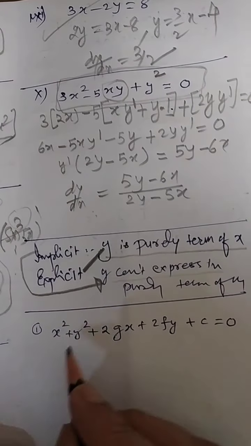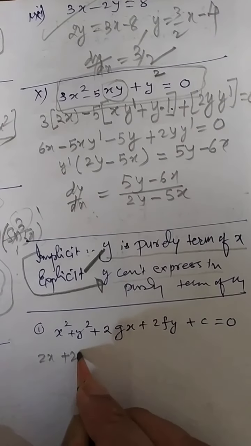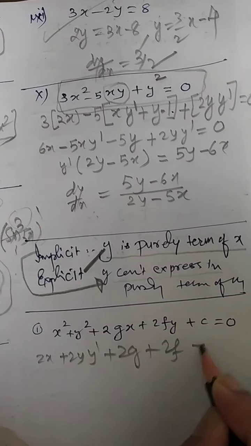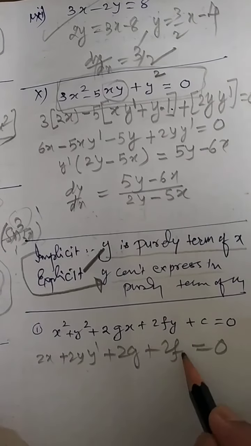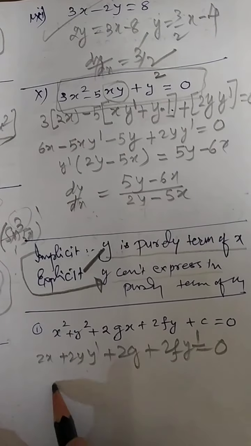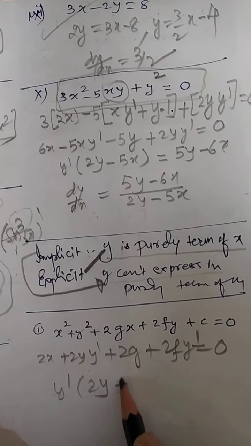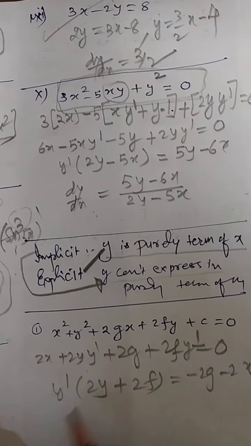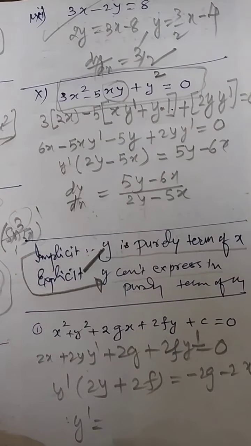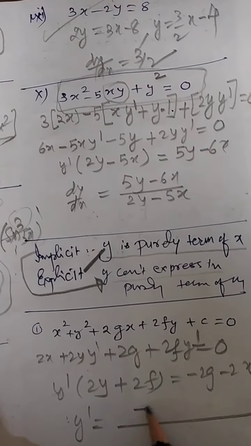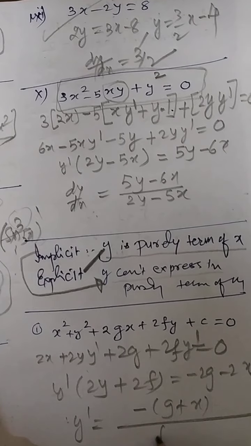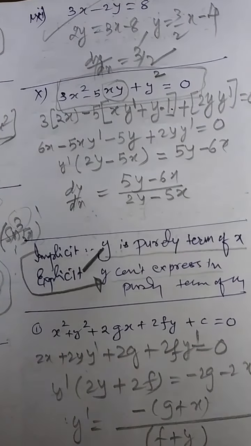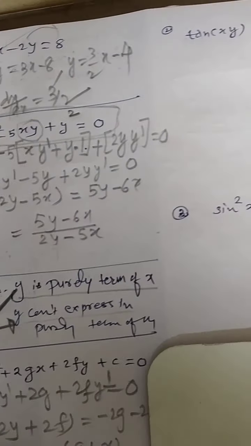Now let us look at this question quickly. It will be 2x plus 2y y dash plus 2g as it is, plus 2f constant will be 0. Here it is 2f, here it is y dash. Collect the y dash term: it will be 2y plus 2f equal to minus 2g minus 2x. Therefore, y dash, the derivative, will be equal to, the 2 also gets cancelled, minus of g plus x upon f plus y. Following how to solve the questions, the concept is implicit function.